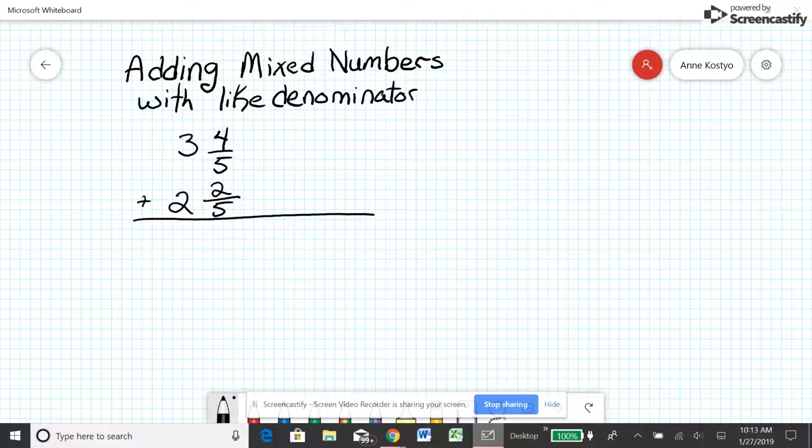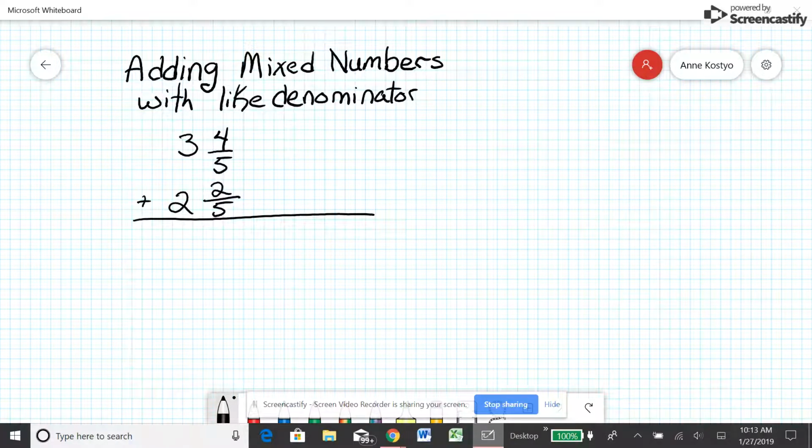Okay, today we are going to work on adding mixed numbers with common denominators, or like denominators. Here I have a simple equation, 3 4/5 plus 2 2/5. Let's take a moment to look at the equation and see if we can find any similarities.